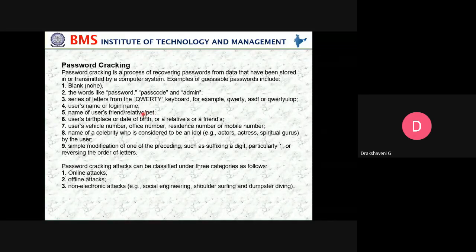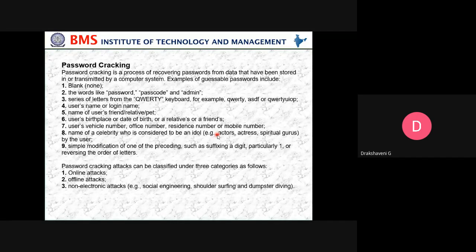Maybe they would have kept that password. So then the user's birthplace or date of birth, or a relative's or a friend's. User vehicle number, office number, residence number, or a mobile number. The name of a celebrity who is considered to be an idol. For example, they may say that we love some actors and we try to keep his name only for the password. Maybe in some situations. So that is also one way of cracking.